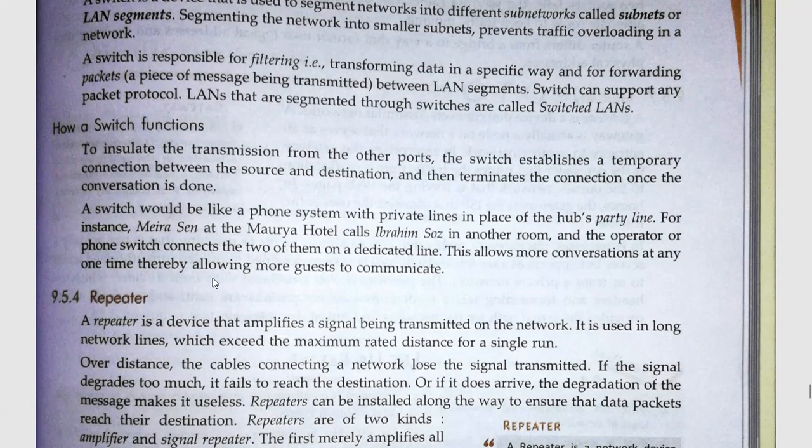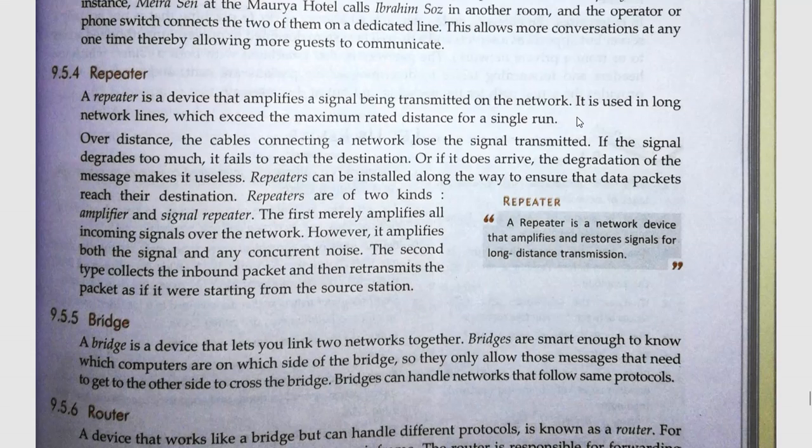Okay, next thing is the repeater. A repeater is a device that amplifies a signal being transmitted on the network. It is used in long network lines which exceed the maximum rated distance for a single run. Now see, here it is mentioned that a repeater is a network device that amplifies and restores signals for long distance transmission.